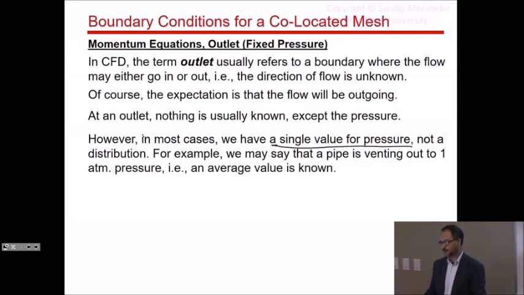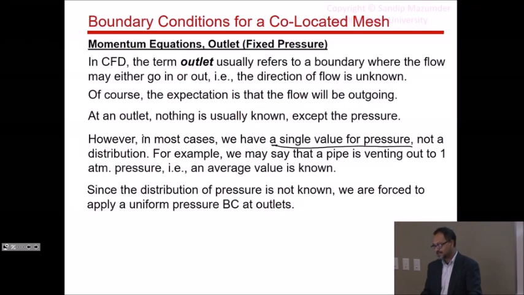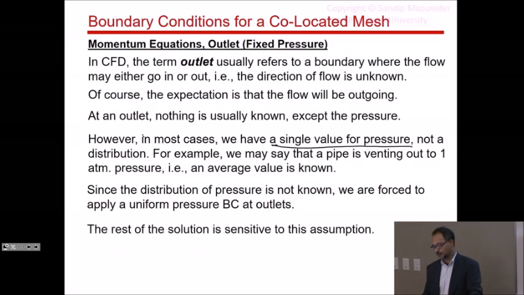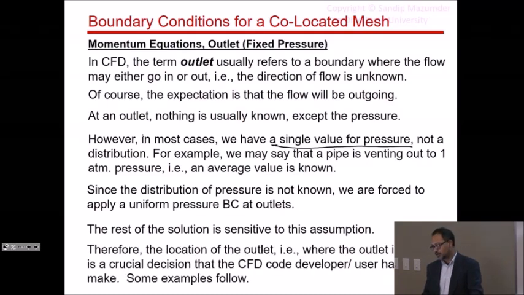Since the distribution of pressure is not known, we are forced to apply a uniform pressure boundary condition at the outlet. We don't have a choice. If somebody told me what the pressure distribution would be, I'd be happy to use it, but I don't know it. And the rest of the solution is obviously sensitive to this assumption. So therefore, the location of the outlet, that is where the outlet is placed, is a crucial decision that you have to make as a CFD code developer or even as a CFD applied engineer.